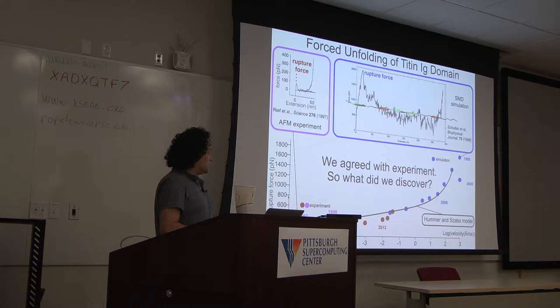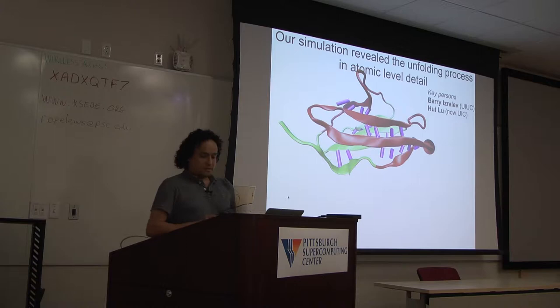So what do we discover, right? It's nice to match the experiments. It's nice that we matched the Hummer and Szabo model, and then we were actually studying regions far to the right of the Hummer and Szabo model. But what do we learn? The answer is pretty simple. We actually revealed the unfolding process in atomic detail back in the day.